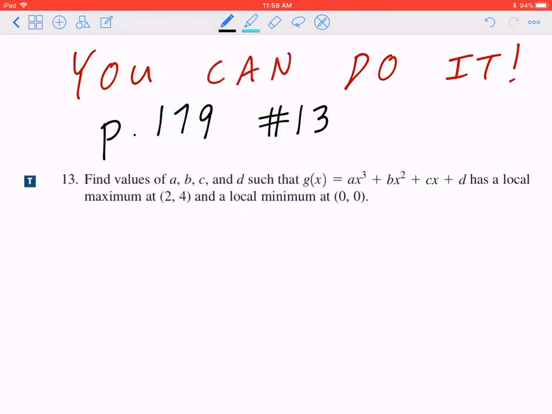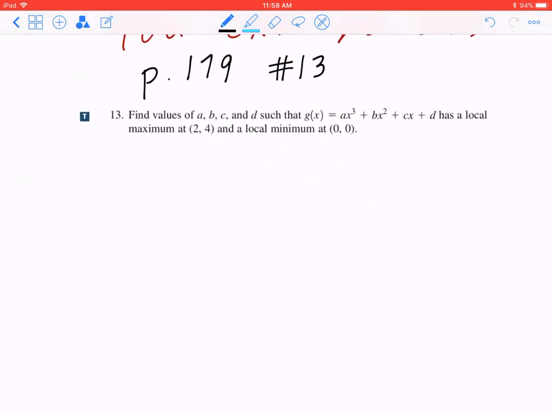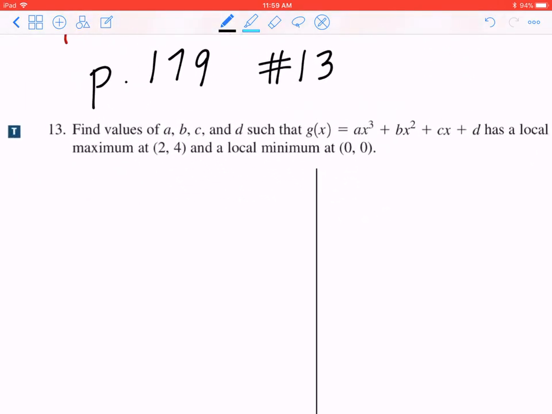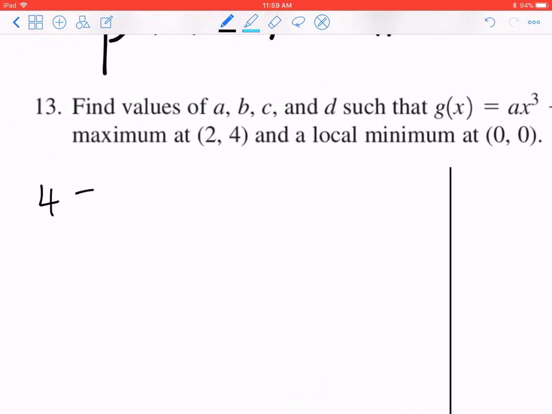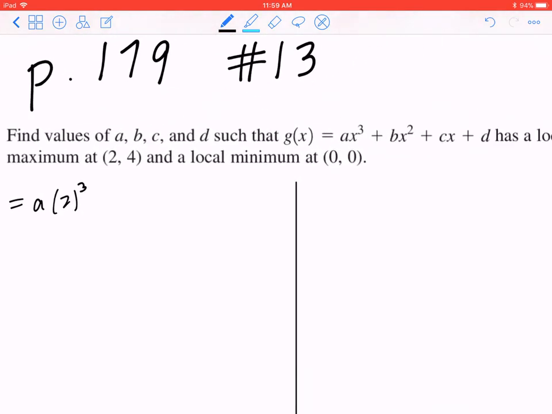Step number 1. You can divide this into 2 different columns, and we're going to be doing this because we have 2 critical points, 2, 4 and 0, 0. So the first step is, notice how this point 2, 4 is part of this equation g of x. So I'm going to plug in y to be 4 and x to be 2. Now 4 equals to a times 2 cubed plus b times 2 squared plus c times 2 plus d.